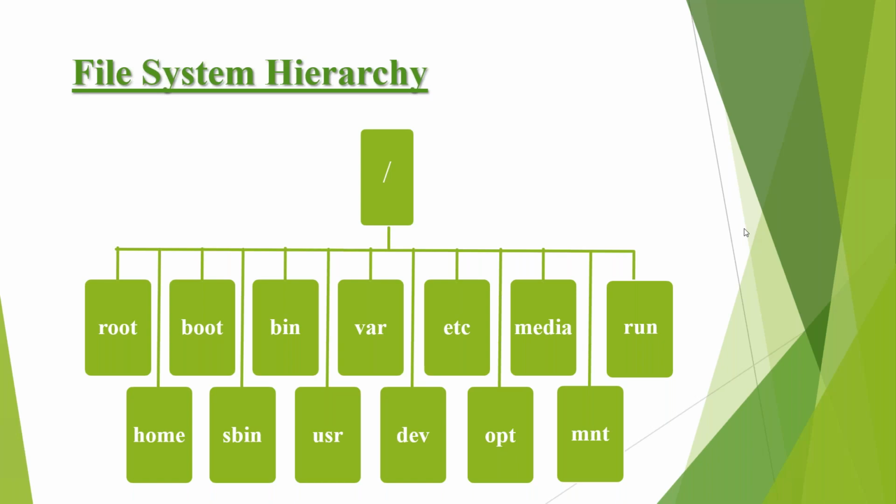I'm repeating. USR contains default applications, applications which come along with the operating system. Var contains log files, system log files are stored under var. Dev contains devices information, means partition information. etc contains configuration files, system configuration files. OPT contains optional applications, which we install manually. Those applications are stored under OPT.